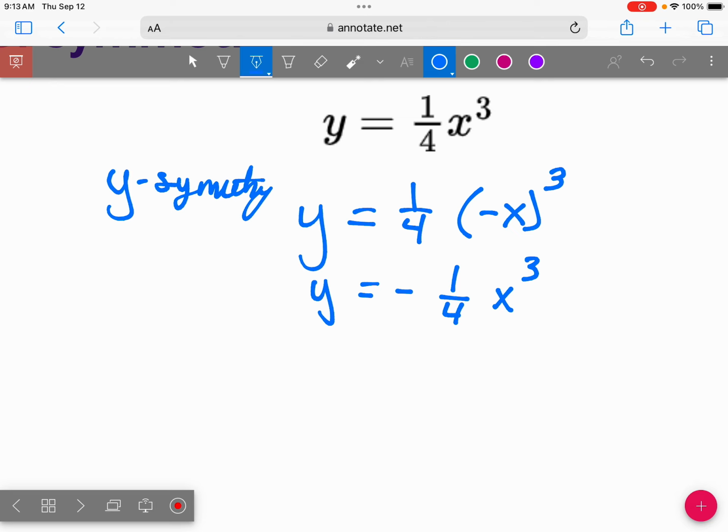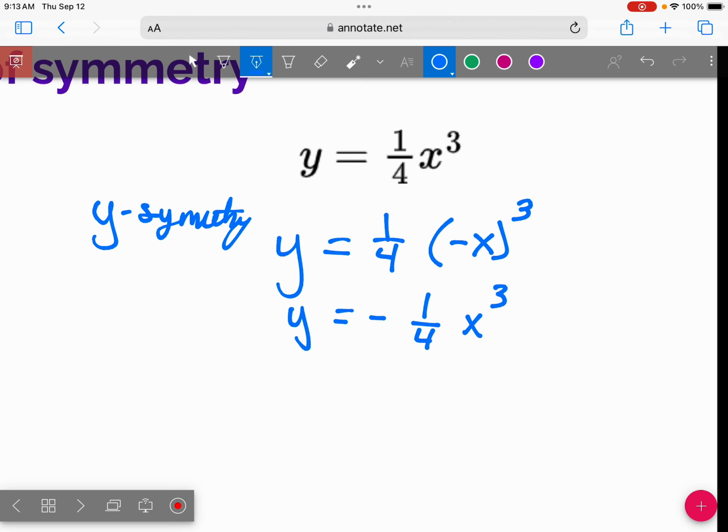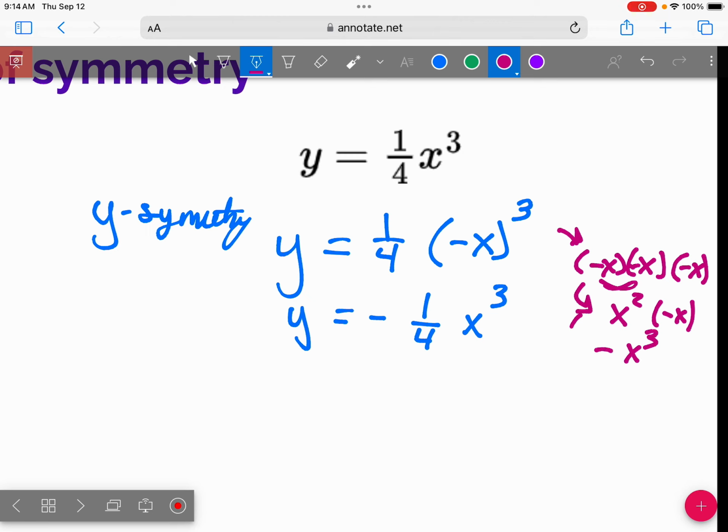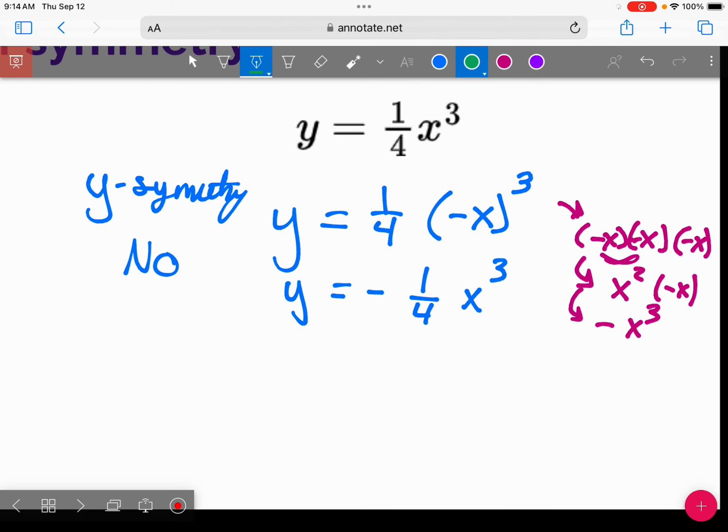So we can do that. What's up? I can, because when I have negative x times negative x times negative x, I'm going to bring that over here. Minus x, minus x, that's minus x. Well, these two would be positive, x squared times minus x. That's the same thing as minus x cubed. Okay, so you can do it this way and think about it this way. So does this have y symmetry? No. Let's try our x symmetry.